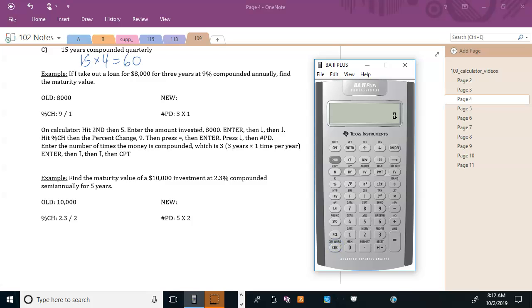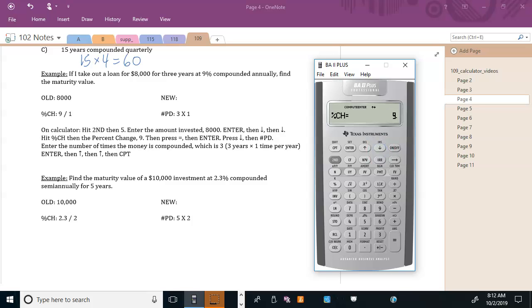Let's do a second example. So now I've got $10,000 at 2.3% compounded semi-annually for 5 years. So let's hit second 5 to open my compound menu. So now my old is 10,000. Again, that's the amount that is going to be invested. And let's hit enter so the triangle appears. My calculator saved that value.